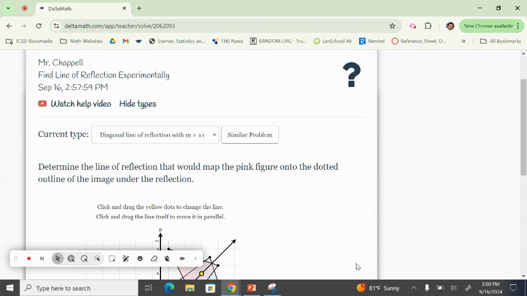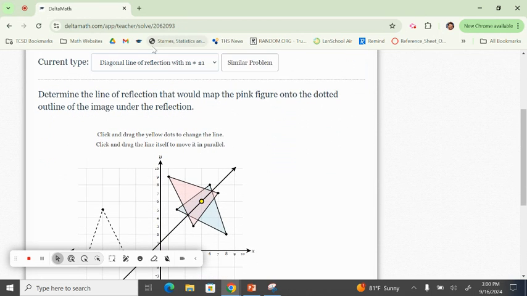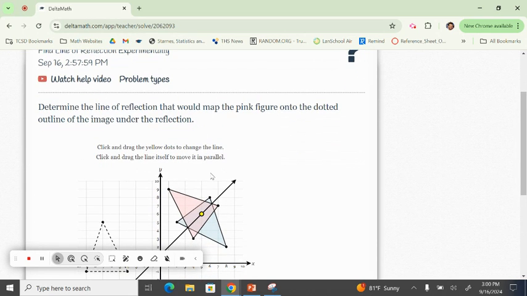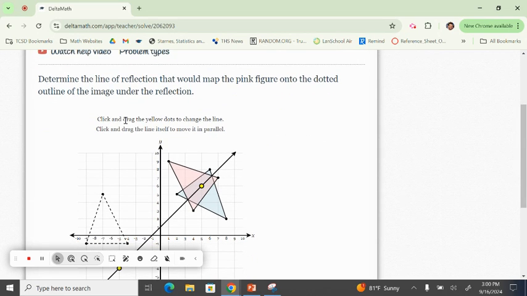I'm going to give you an example of each type of problem you have to do on this upcoming assignment to help you out. This first one is find a line of reflection experimentally. It says determine the line of reflection that would map the pink figure onto the dotted outline of the image under the reflection. Click and drag the yellow dots to change the line, click and drag the line itself to move it in parallel.